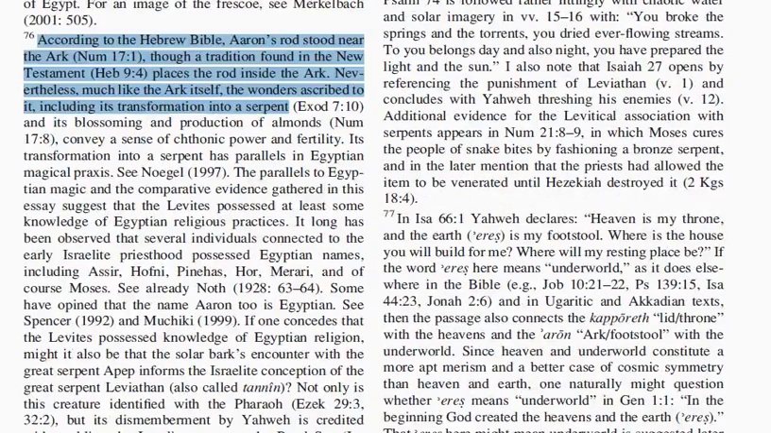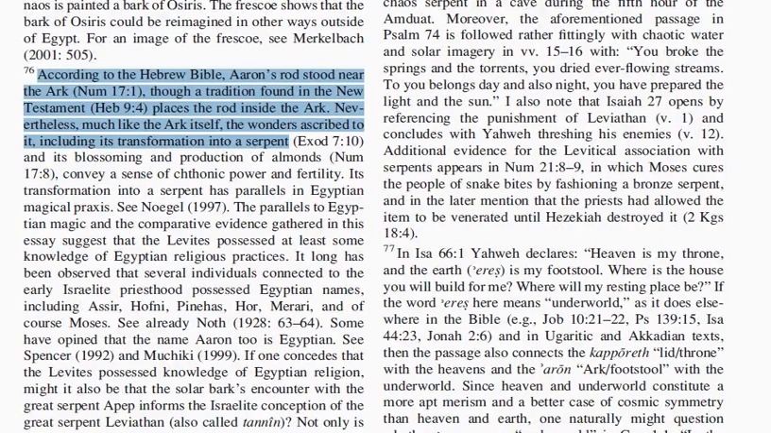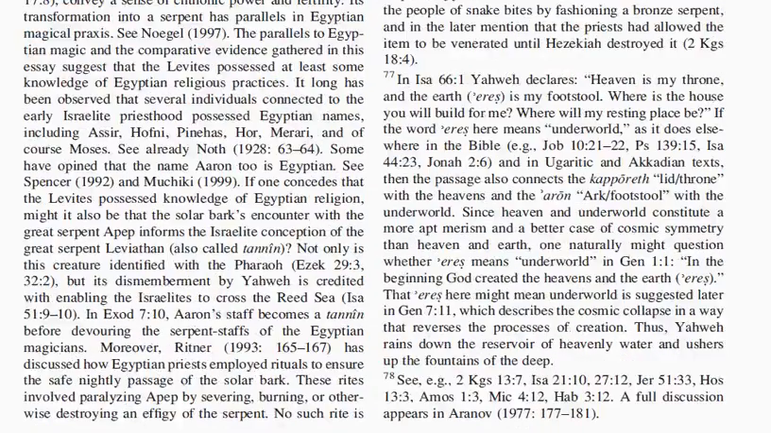Footnote. According to the Hebrew Bible, Aaron's rod stood near the ark. Numbers 17:1. Though a tradition found in the New Testament, Hebrews 9:4, places the rod inside the ark. Nevertheless, much like the ark itself, the wonders ascribed to it, including its transformation into a serpent, Exodus 7:10, and its blossoming and production of almonds, Numbers 17:8, convey a sense of chthonic power and fertility. Its transformation into a serpent has parallels in Egyptian magical praxis. See Noegel 1997.